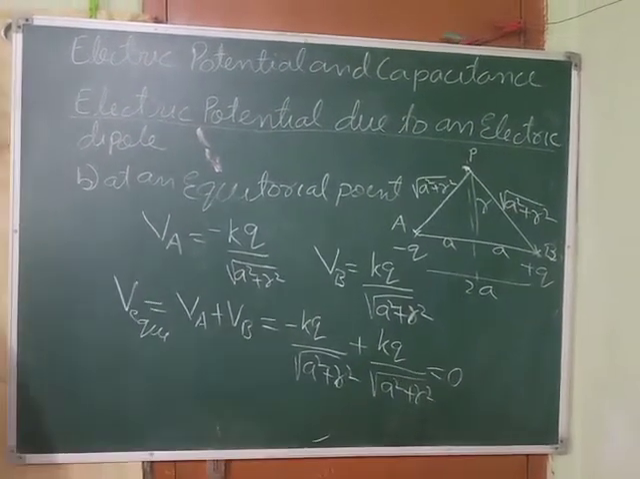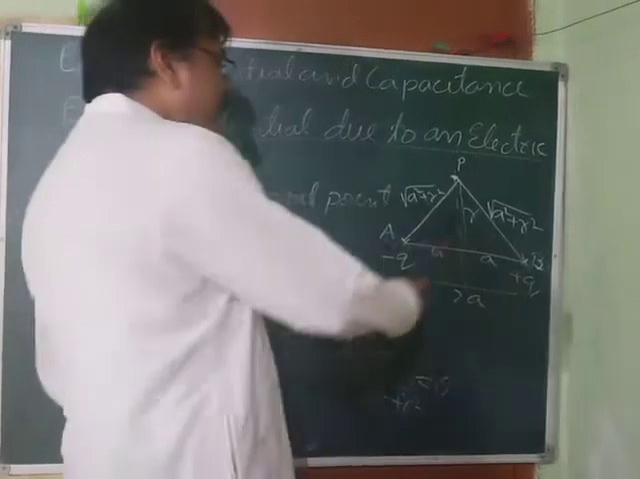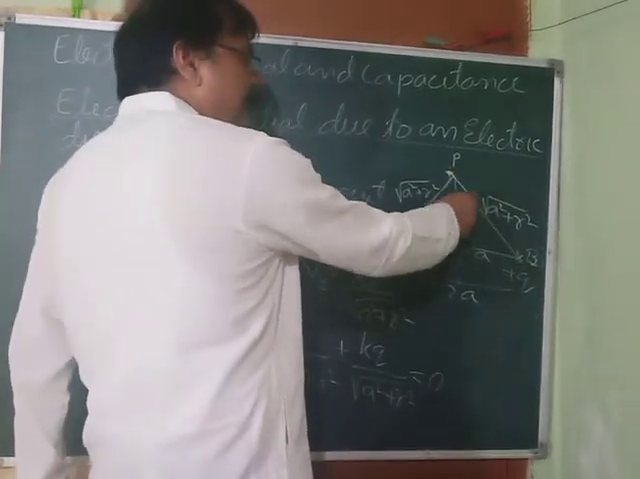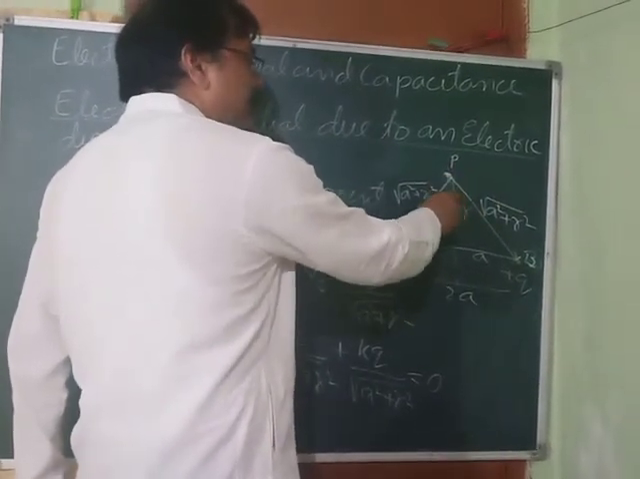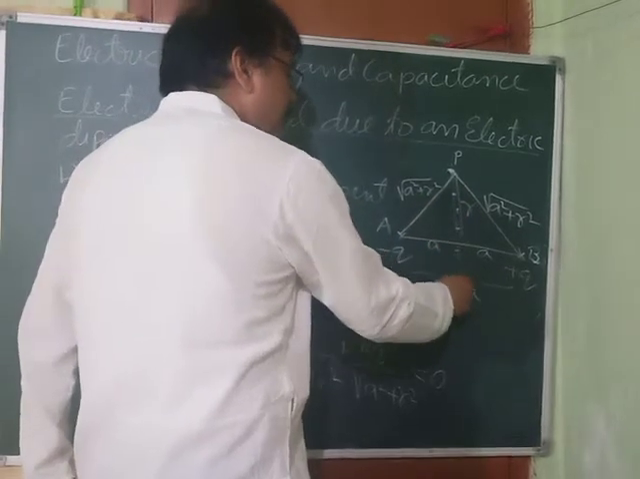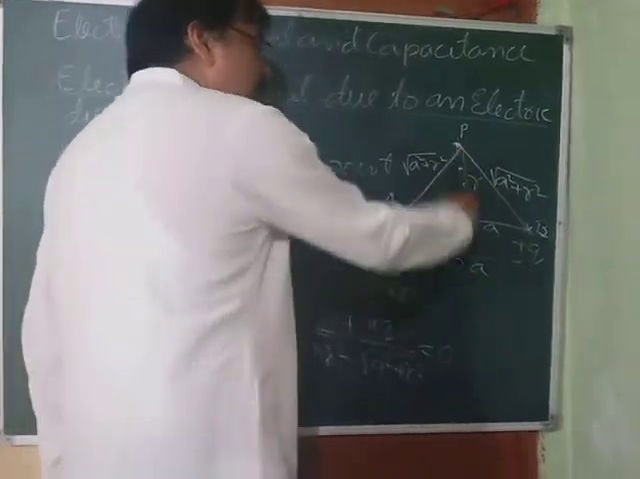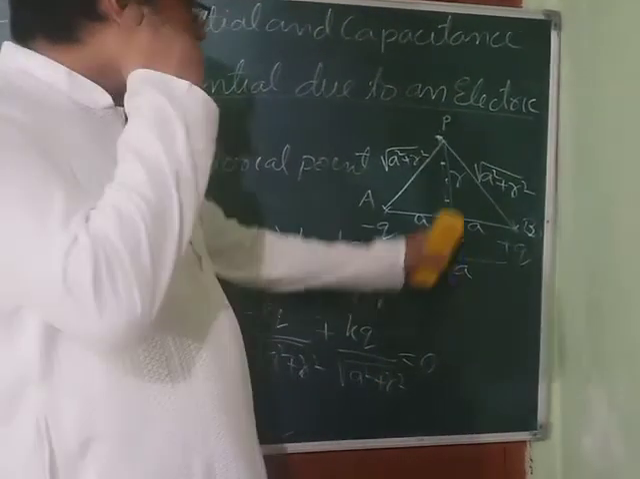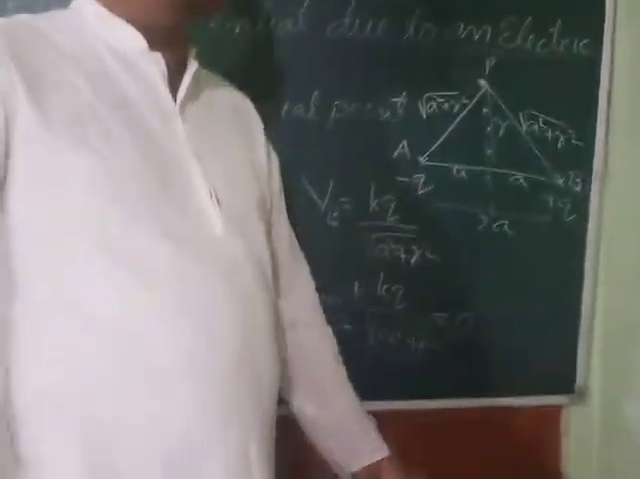Note it down. See, in this equatorial case, I have taken R as arbitrary, no? We have not taken any fixed value. So this point can be here, here, here, or anywhere on this line. That means on this whole line the potential is 0.